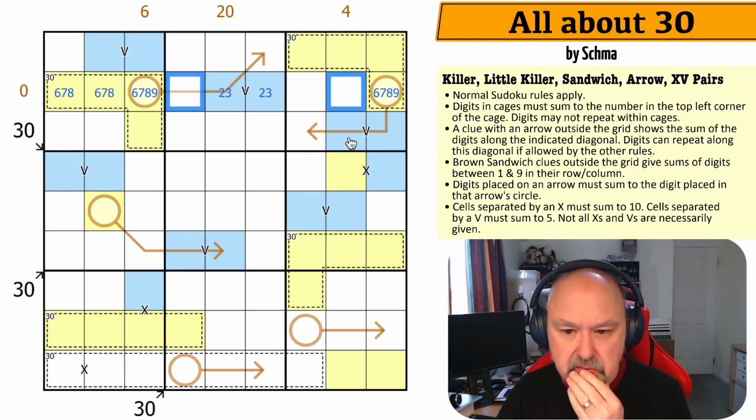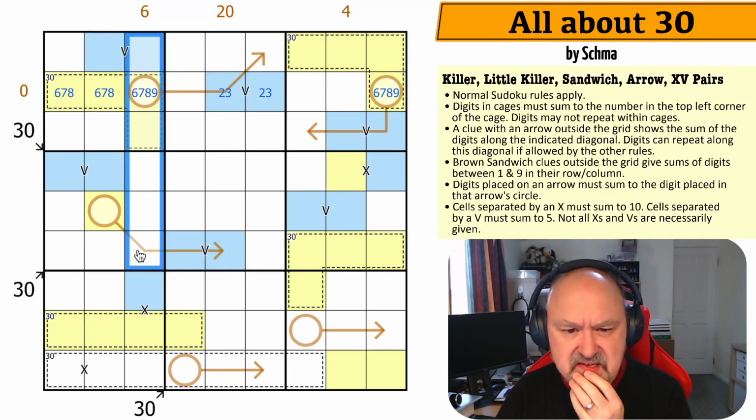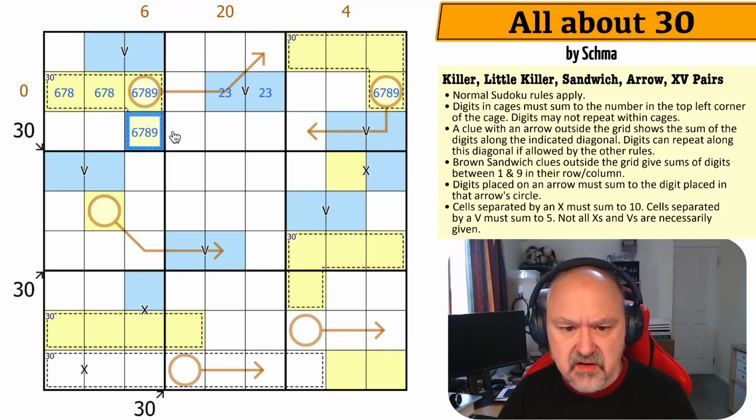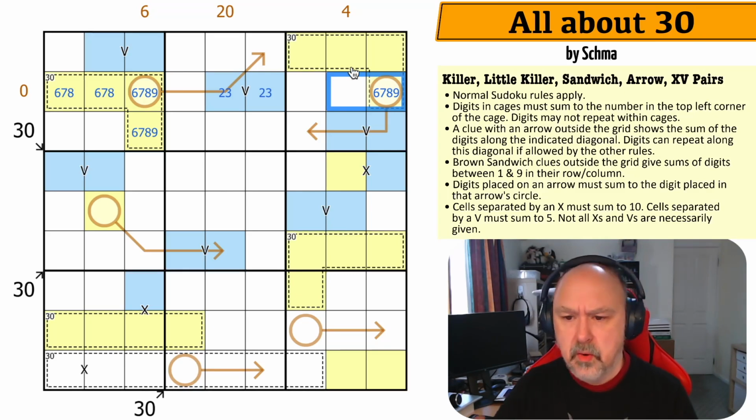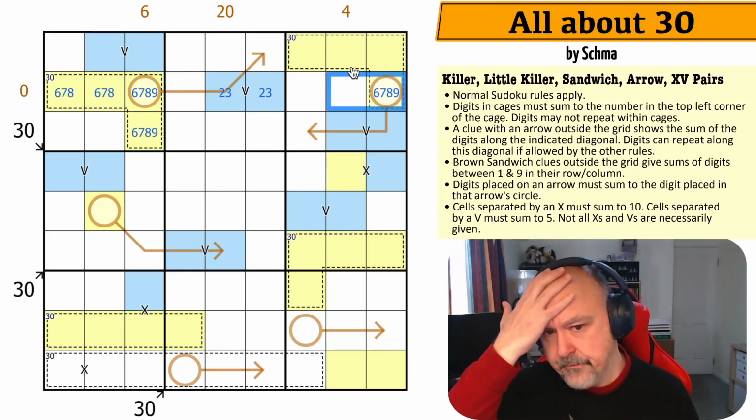But it's a 20 clue. This is a 20 clue. This is a 6 clue. If this is the 9, this would have to be 6, 1. This is 6, 7, 8, 9. If this is a 9, hang on, if this is 9, 1, whoa. There is stuff going on here.